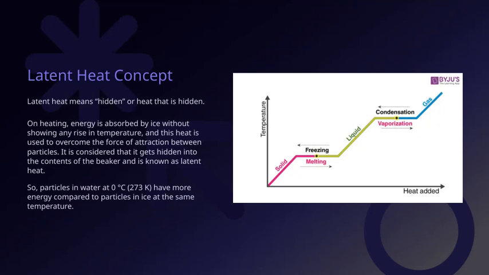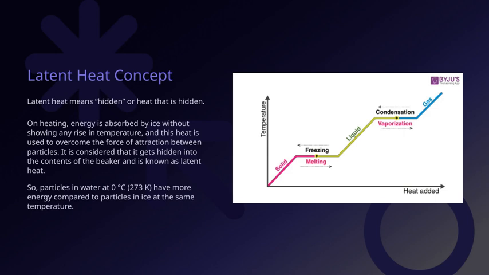The term latent means hidden, and in this context, it refers to heat that is not immediately visible or apparent. When we heat ice, for example, the temperature doesn't rise right away, even though energy is being absorbed. This absorbed energy is actually used to break the forces of attraction between the ice particles. It's like the heat is going into the structure itself, rather than increasing the temperature. That's why we call it latent heat, because it's hidden within the material.